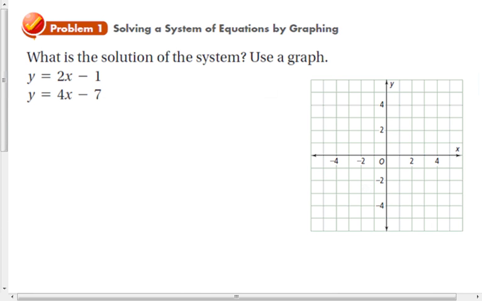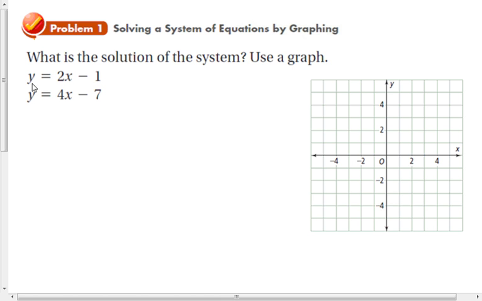All right. First of all, let's talk about what a solution of a system of equations is. What that's saying is that there's some x and y value that makes this equation true and this equation true at the same time. So one way we can locate that solution is by finding the point that the graphs of the two equations have in common.